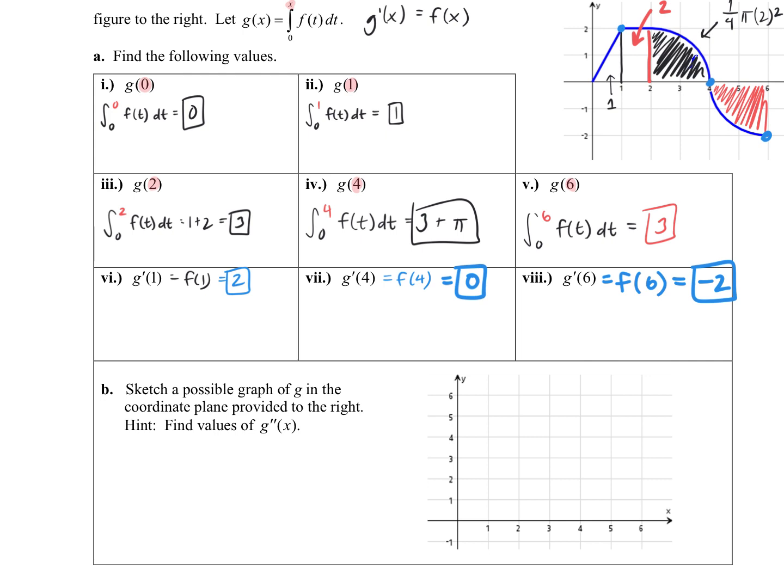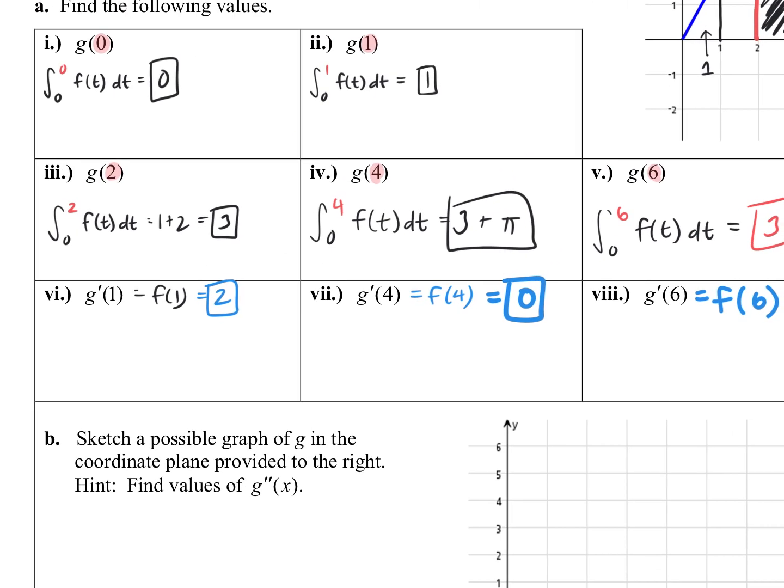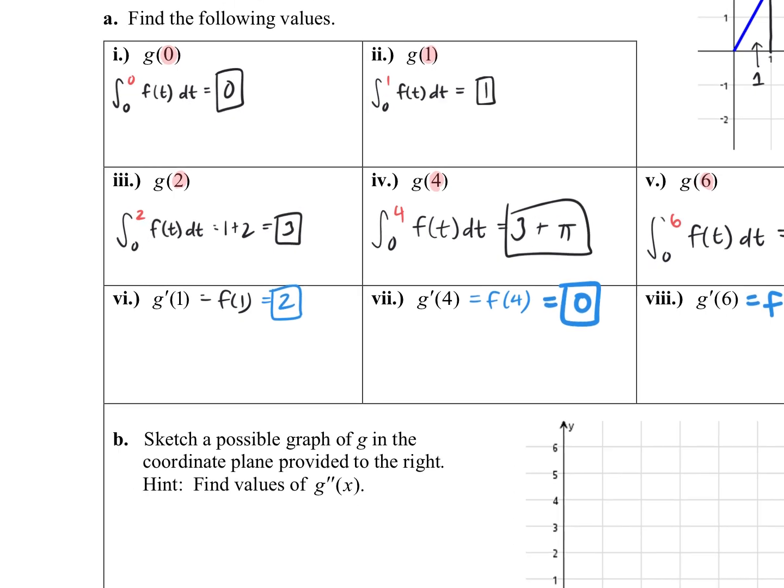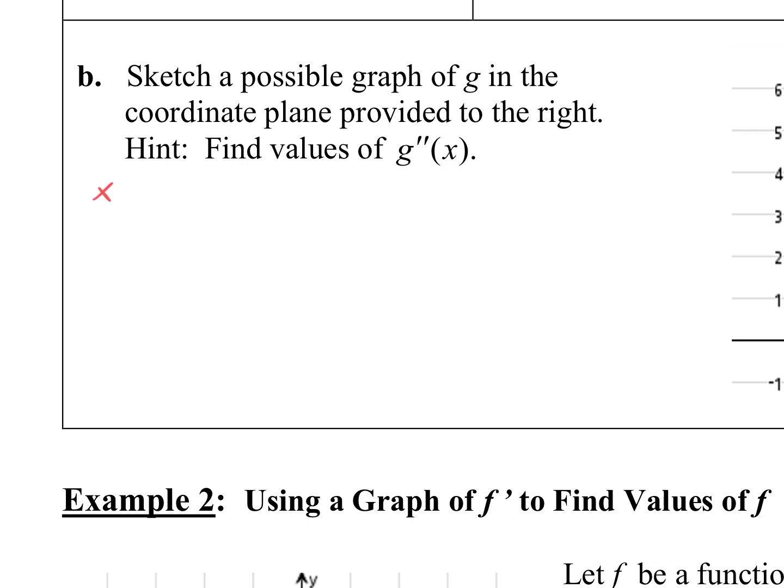Not too bad? Okay, sketching graphs, everyone's favorite thing to do ever. Okay, we want to sketch a possible graph of what g looks like in this coordinate plane, and we're going to need to think about what the second derivative looks like as well. So, reminder for ourselves, okay, we already know values of g on the graph, don't we? We know what g of 0 is, we know what g of 1 is, we know what g of 2 is, all the way up to 6, right? We found those things. So I'm just going to write that in a table down here of our x values and our g of x values.